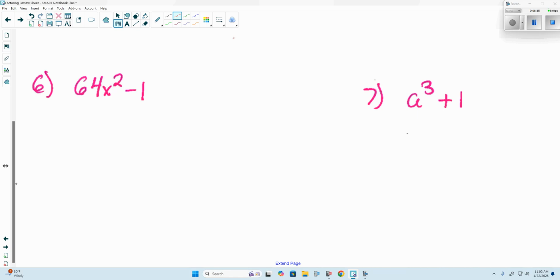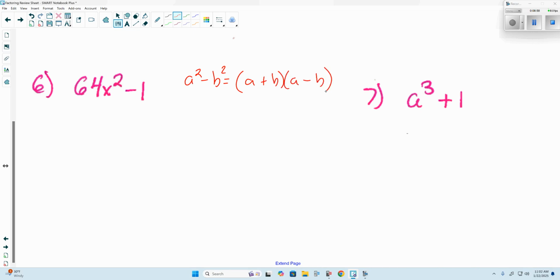Questions on 6? Isn't that just the difference of perfect squares? Yes. So do we need to see how to do that one, or we feel good with that one there? So yes, it's again following our a squared minus b squared, a plus b times a minus b.